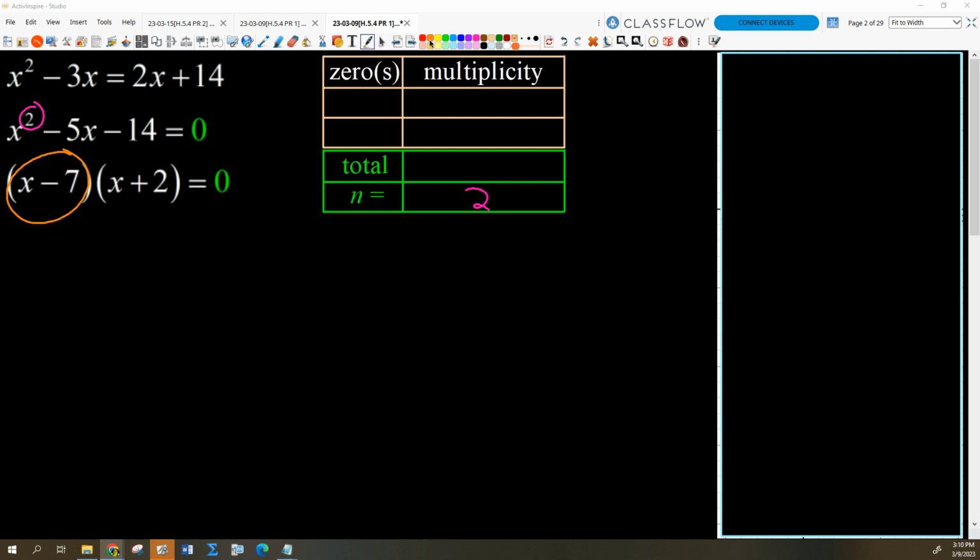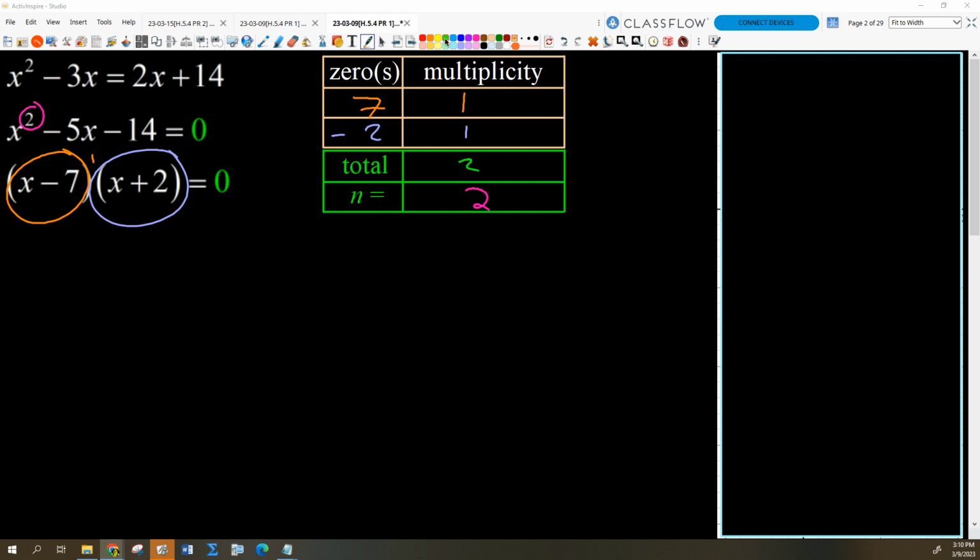Okay, so the 0 of that factor is 7 with a multiplicity of 1. How come it's 1? Okay, yeah, look, the exponent attached to that factor is 1. And then the other one is negative 2 with a multiplicity of 1. So if I add those up, I get 2, which is how many I should have. It all worked out. Good?